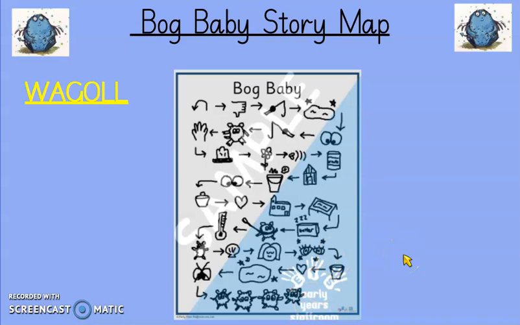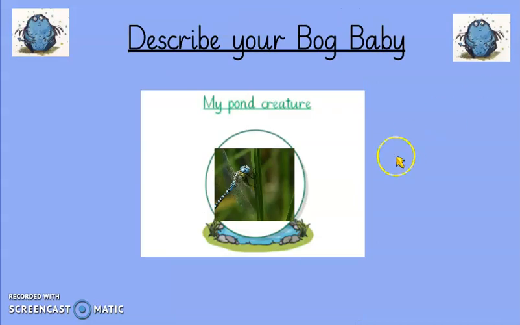So what you're going to do is create your own story map. Instead of the Bog Baby, you're going to change it to whatever creature you have. So for mine last week, I drew a dragonfly. So I'm going to call my story the Dragonfly Baby. Instead of drawing a Bog Baby, I would draw a dragonfly. But you draw whatever you have already described, okay? So this is my pond creature, so I had a dragonfly.